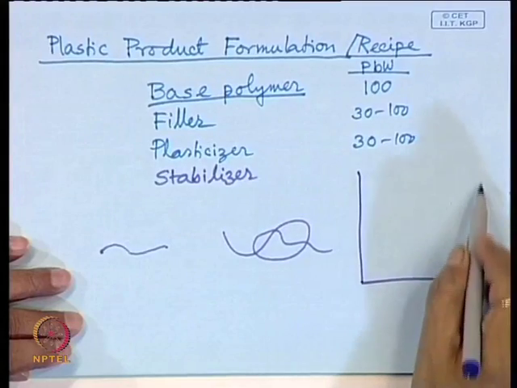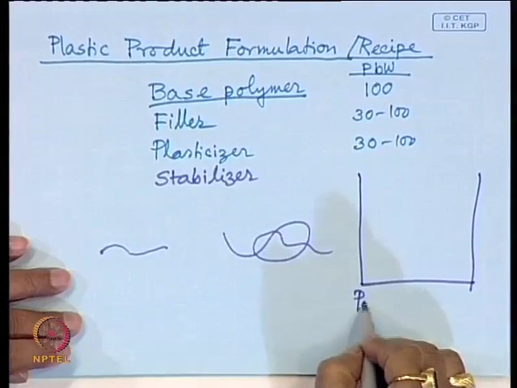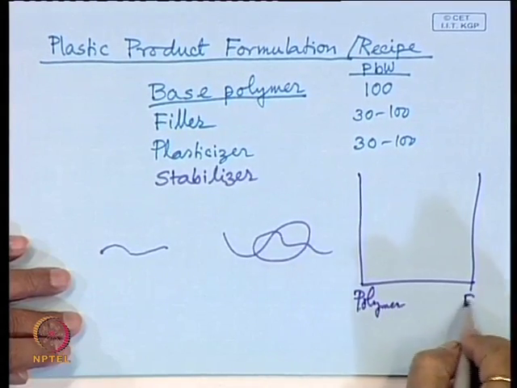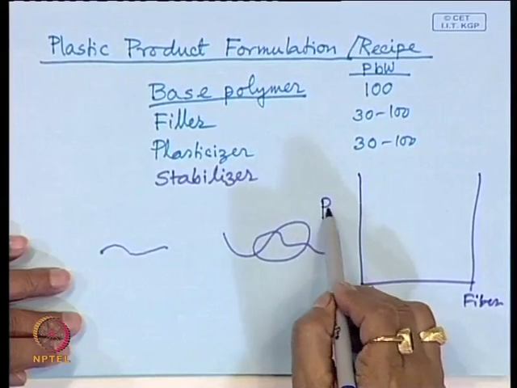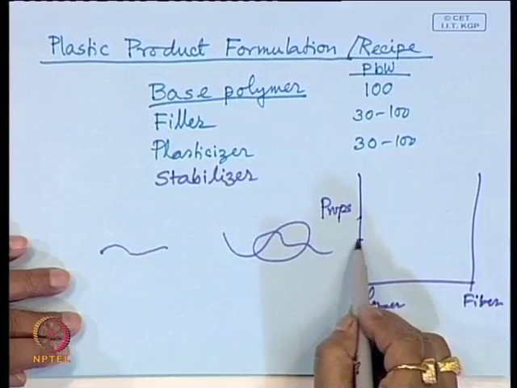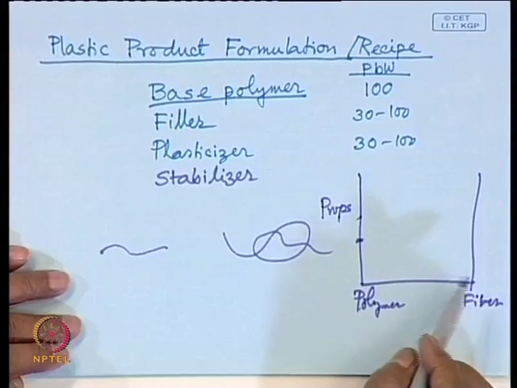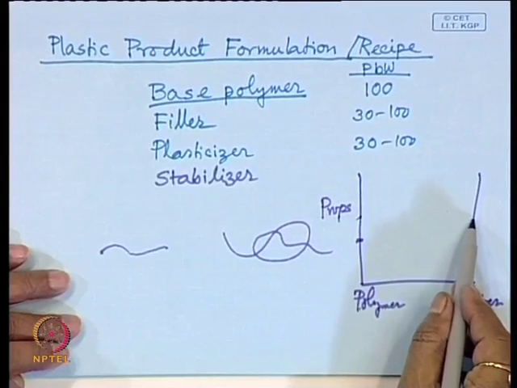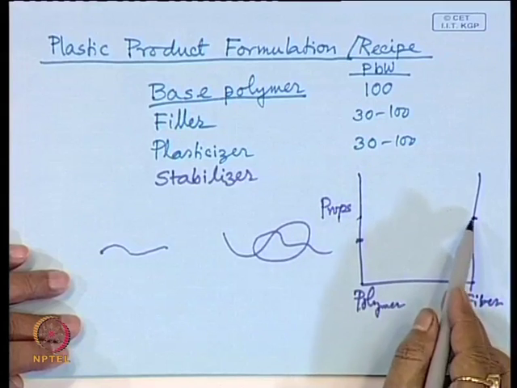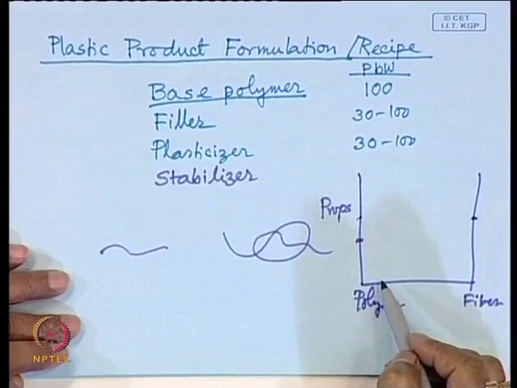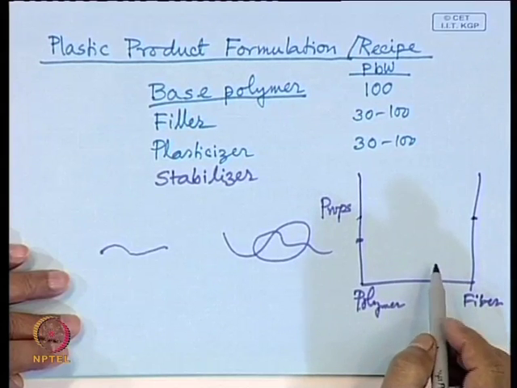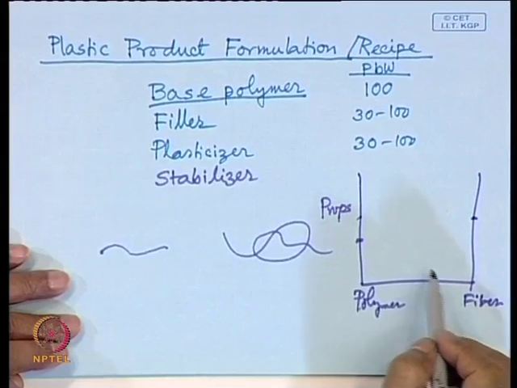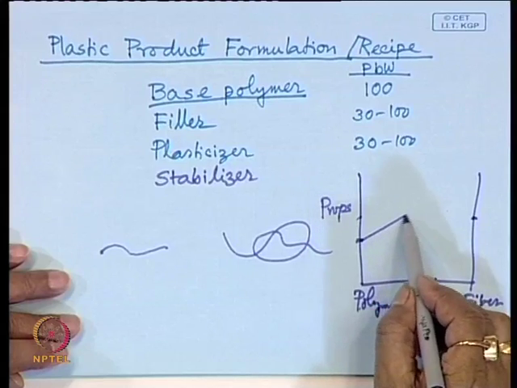So, if you look at it this way, suppose this is the polymer axis, this is the fiber axis, and these are the properties. Suppose the polymer properties lie over here and the fiber properties lie over here, a little higher than that of the polymer tensile strength. Now, by incorporating, say, 30% of fiber, you can get an improvement of properties like this.